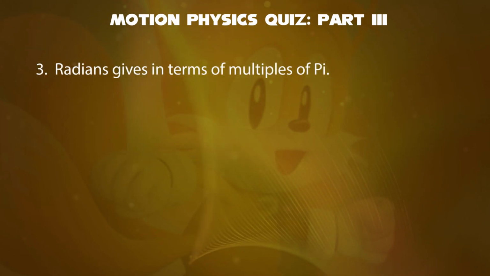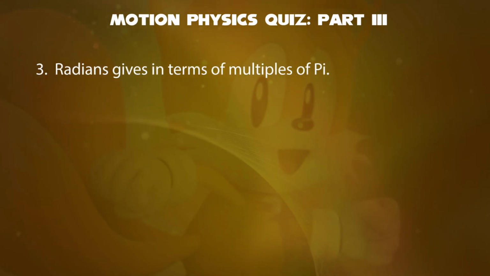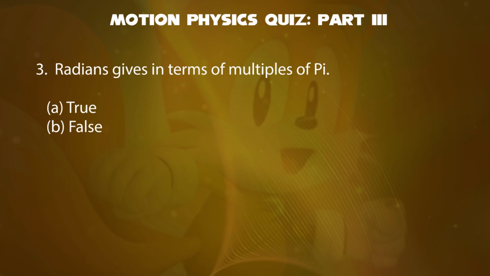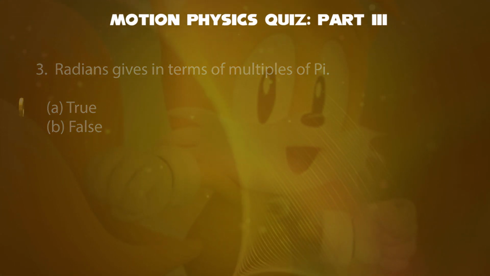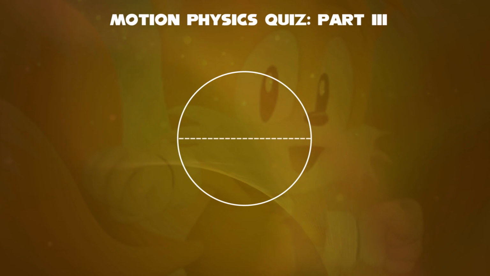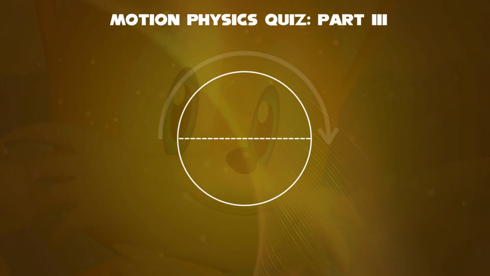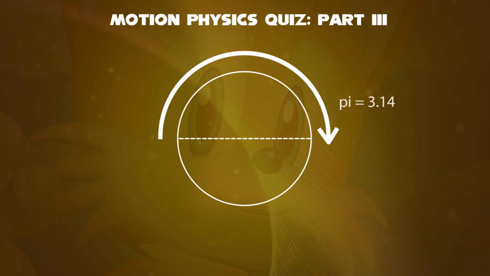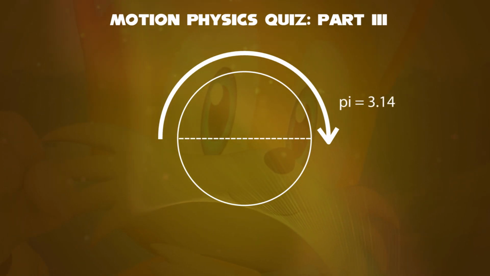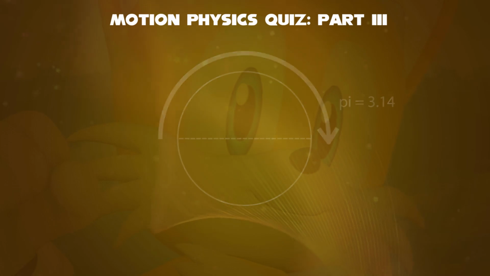Third question, radians are given in terms of multiples of pi. True or false? The statement is true. Radians are often expressed in terms of multiples of pi, because the relationship between angles and radians is directly tied to the circumference of a circle. The value of pi is 3.14 as it's a half circumference of a circle.